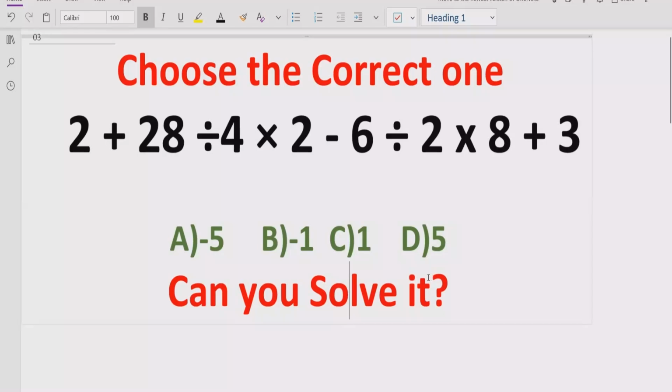Today we will solve another quiz which is related to arithmetic expression. The quiz contains the basic operations plus, minus, multiplication and division. So we have to solve this quiz using PEMDAS and BODMAS method and find out the correct answer. In the answer list we have four answers. A is -5, B is -1, C is 1 and D is 5. So let's see after solving it which answer is correct.